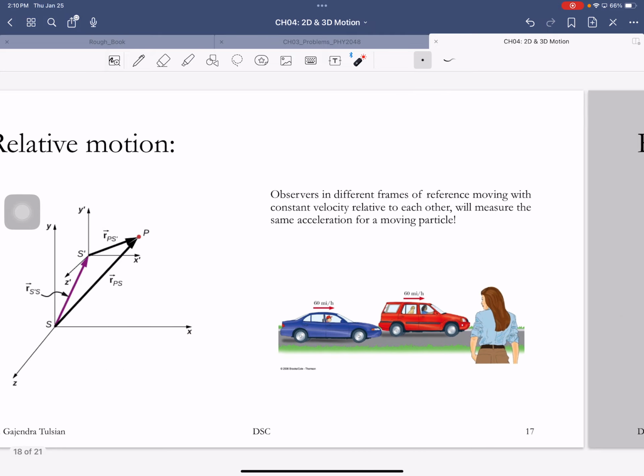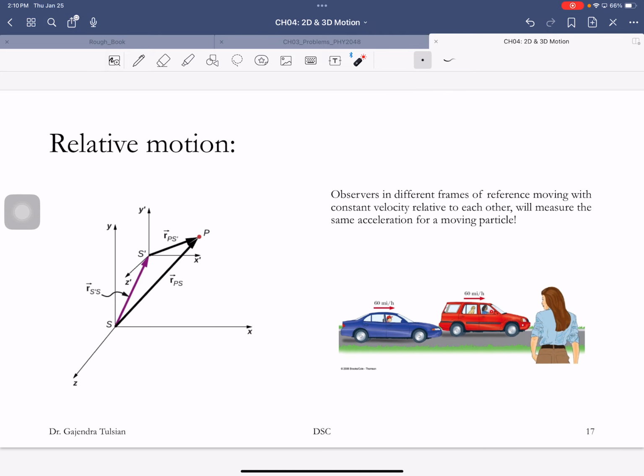Here's the question now. Let's say this is frame B and this is frame A. Inside this frame, let's say you're tossing a ball. What is the trajectory of that ball? Let's say you're traveling in a train, which is traveling at constant velocity. You toss a ball. It will be parabolic. This person will also see a parabola.